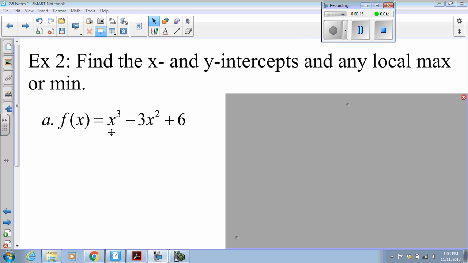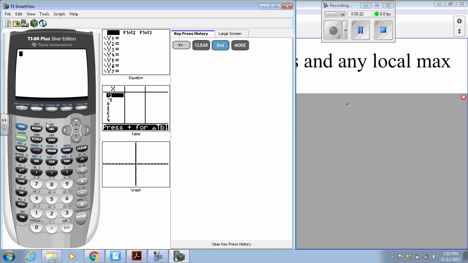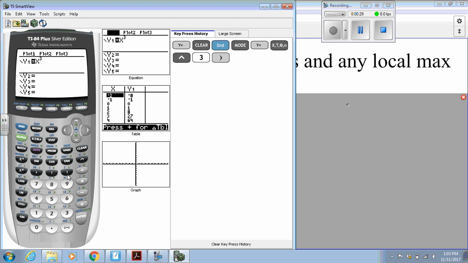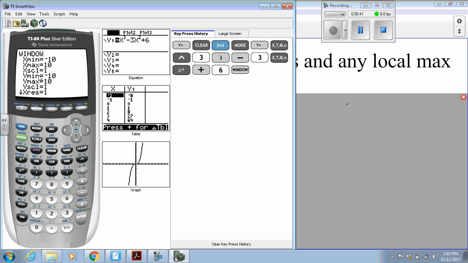So we have f of x equals x cubed minus 3x squared plus 6. I'm going to go ahead and plug this function into my graphing calculator. So we have x cubed, so I do x, caret key, 3, and then we have minus 3x squared, and then we have plus 6. Now I'm going to go back to my window where it is the standard, so from negative 10 to 10 and then negative 10 to 10. Now go ahead, press graph.